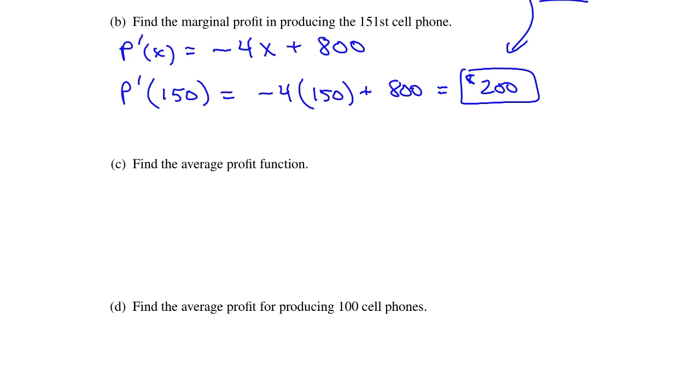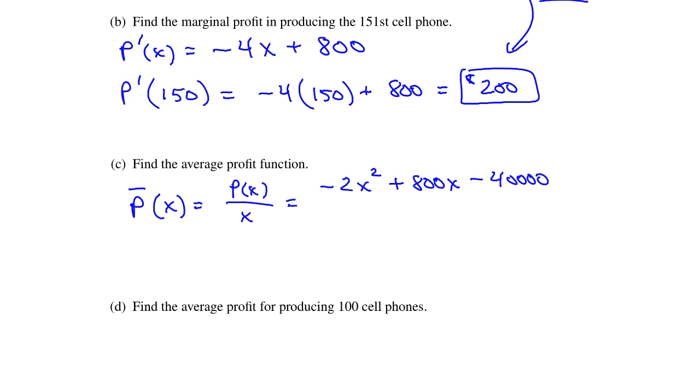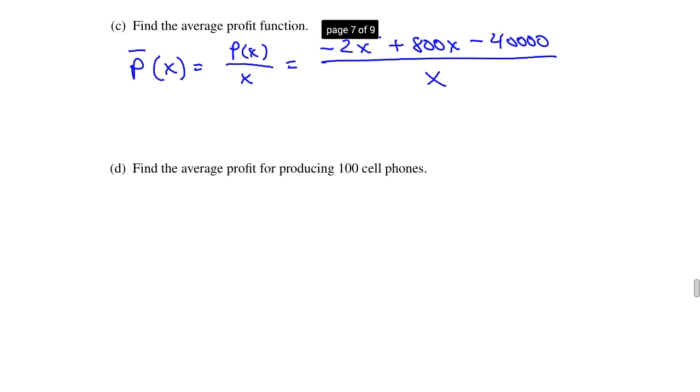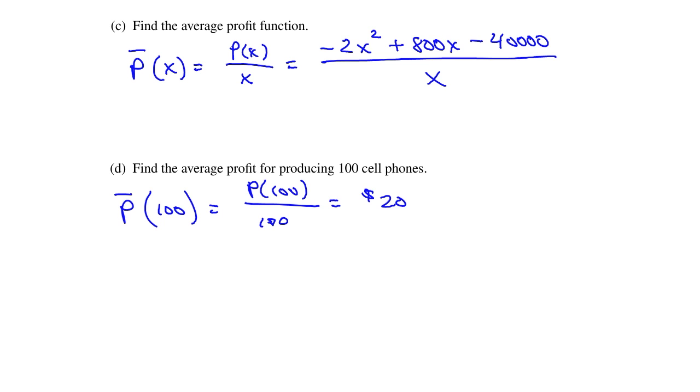C, find the average profit. So P bar of x is equal to P of x over x. So this would be negative 2x squared plus 800x minus 40,000 over x. That's all you had to do on that one. And D, find the average profit for producing 100 cell phones. So P bar of 100. You plug that in, and you actually get $200 even. So it worked out really well.